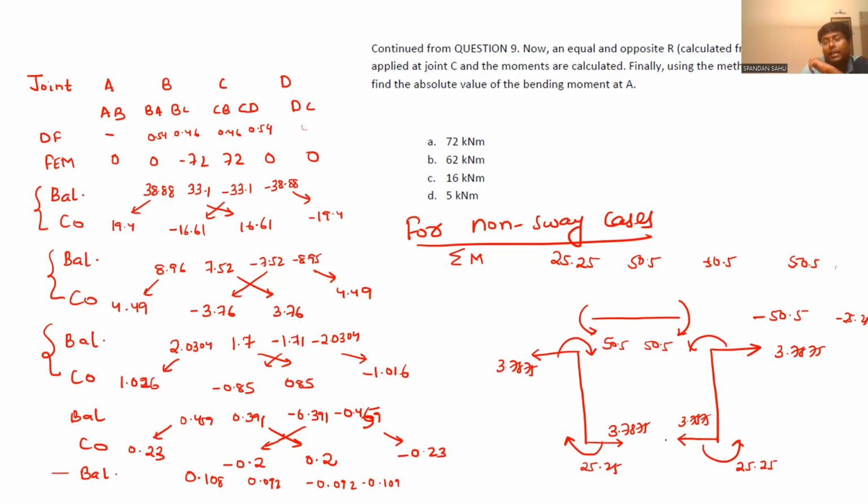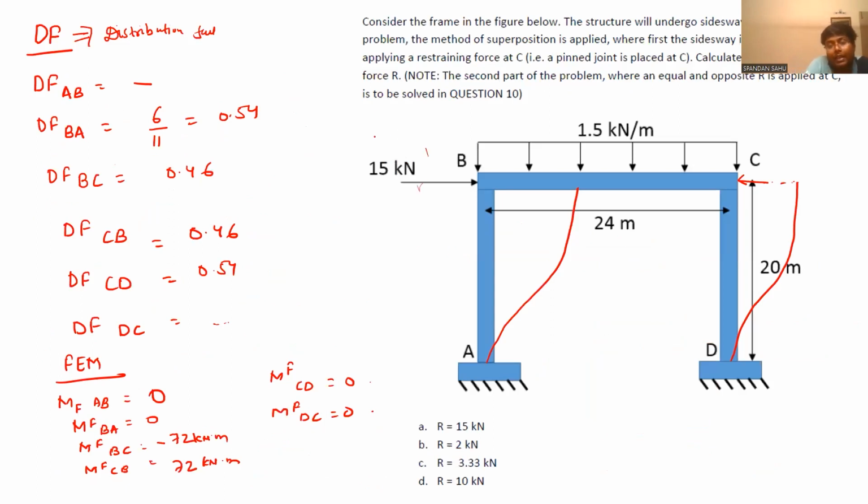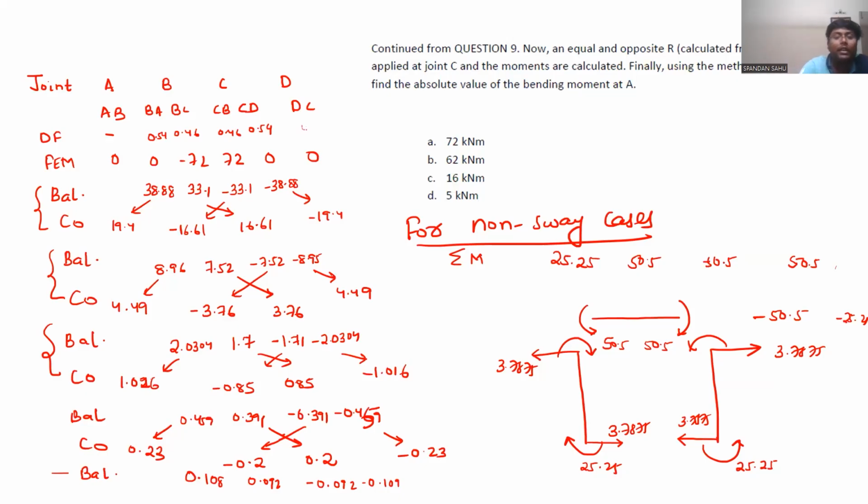Now, you tell me, all those horizontal reactions here are in equilibrium, but this additional 15 kilonewton is making the frame sway rightward. So this reaction will come to be how much? From summation of Fx equal to 0, it is 15 kilonewton. Now, next case.